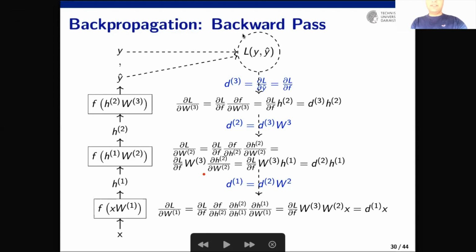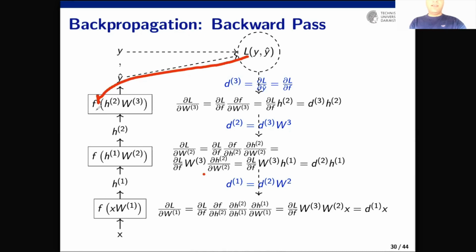For the loss for the first layer, we need to find the chain first. L depends on F, F depends on H2, H2 depends on H1, and H1 depends on W1, right? So for L depends on F, we take the derivative of L with respect to F, the derivative of F with respect to H2, the derivative of H2 with respect to H1, and the derivative of H1 with respect to W1. So what is the derivative of L with respect to F?